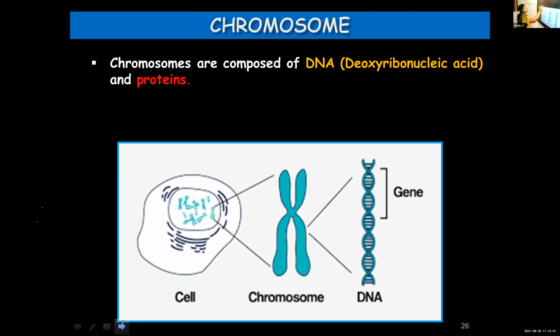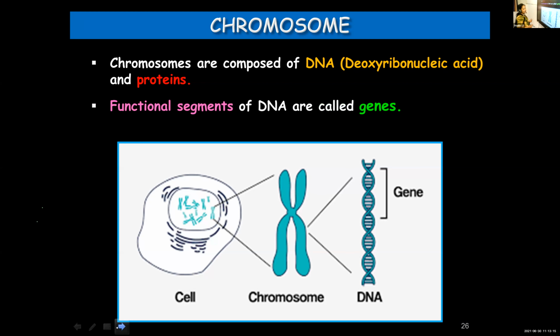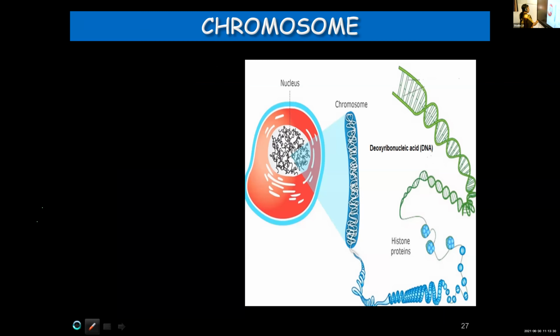Chromosomes are composed of DNA and proteins. With what are chromosomes made of? Chromosomes are made of DNA and proteins. And now you might be thinking, why we didn't learn about genes, where it has to be mentioned. Now here you can see a small piece of chromosome is enlarged.